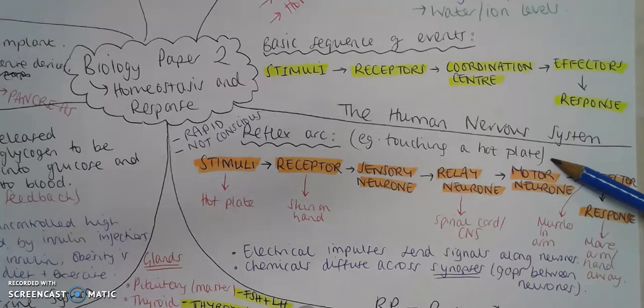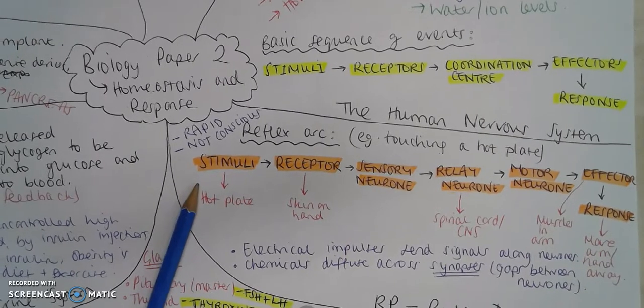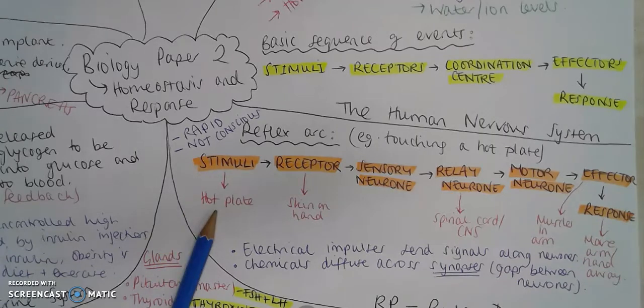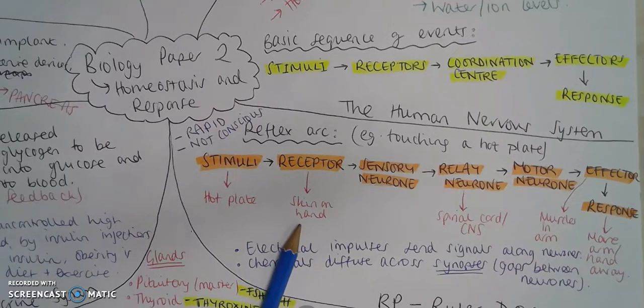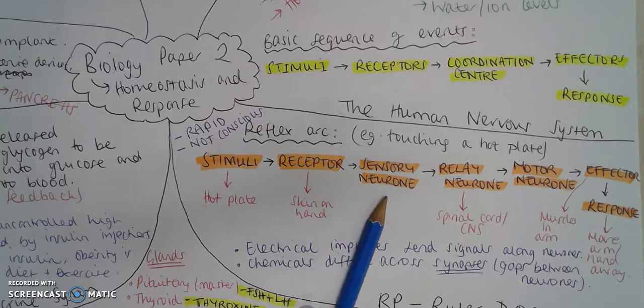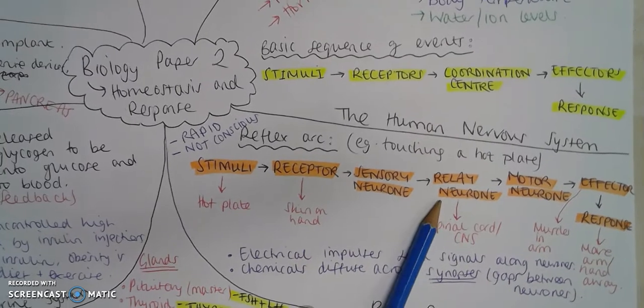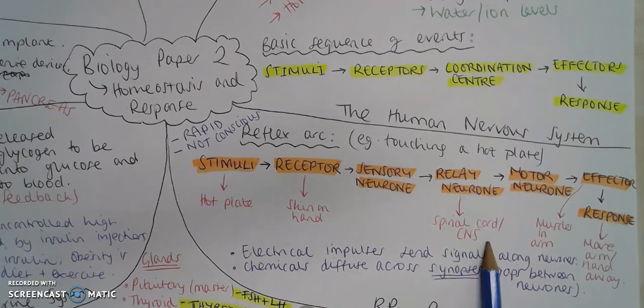So initially, like we said in the basic sequence, you've got the stimulus, which in this case is the hot plate. Receptors, which in this case are receptors in the skin on your hand, because obviously that's what you've touched it with, are going to detect a change in the environment, which is a temperature change, so they'll detect heat. They're going to send a signal via the sensory neuron, which is then going to synapse with a relay neuron, either in the spinal cord or in the CNS, or the brain.